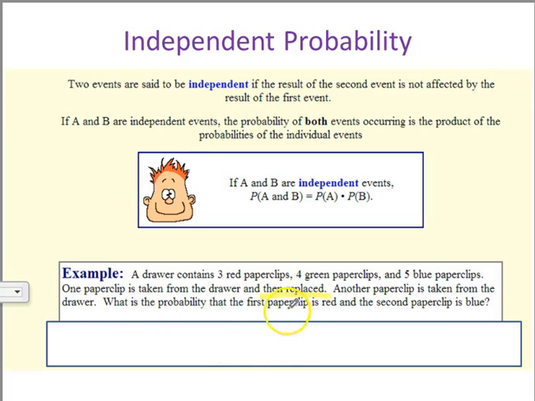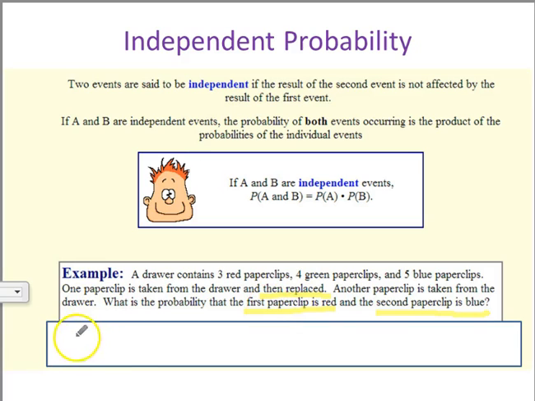So now we want to find the probability that the first paper clip is red and the second paper clip is blue. So we're going to reach our hand in twice. We're going to grab the first paper clip, and then we're going to grab another one after we put the first one back. We want to find the probability that we reach in and we grab a red one, and then we reach in and grab a blue one. So let's figure that out. Because we replaced the first paper clip we chose, that means that our second event of choosing that blue paper clip is not going to be affected by that first reach in and grabbing the paper clip.